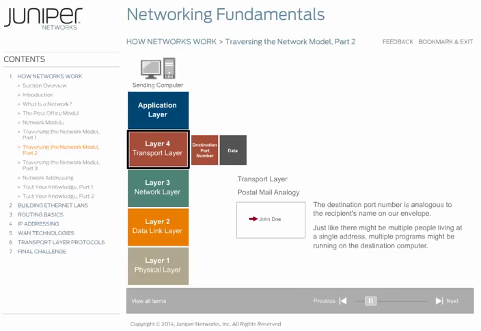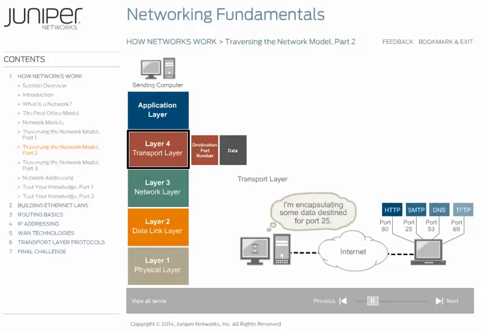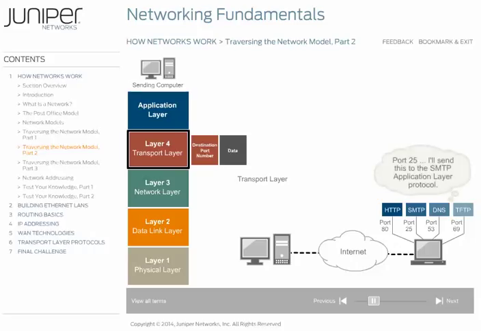Just like there might be multiple people living at a single address, each with a unique name, multiple programs might be running on the destination computer using different application layer protocols. Each application layer protocol has a unique port number, so incoming data can ultimately find the correct program. The transport layer includes the destination port number in the header it adds to the data. When the data arrives at the destination computer, the transport layer there examines this number to determine the application layer protocol the data should be sent to.